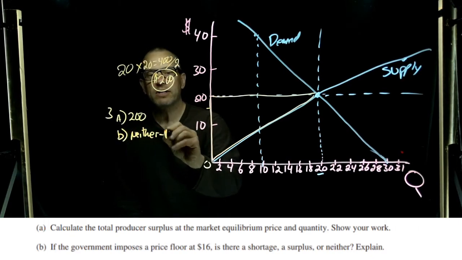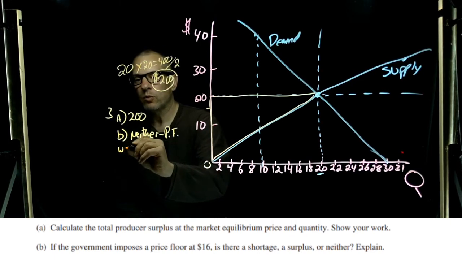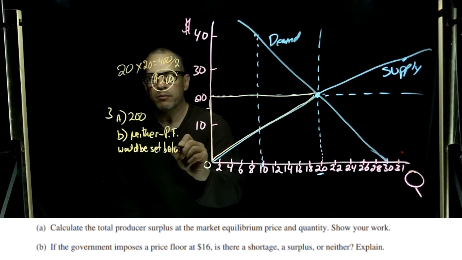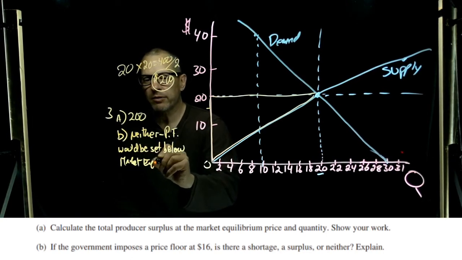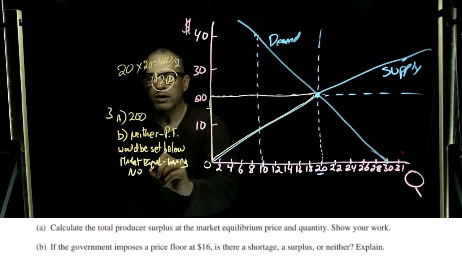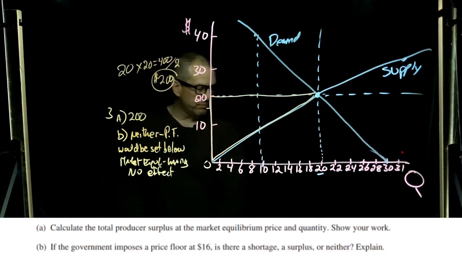All right, and the reason is because the price floor would be set below market equilibrium, having no effect. All right, so that's B.